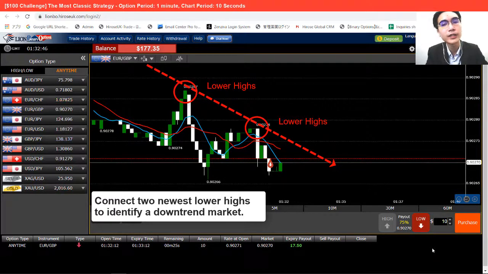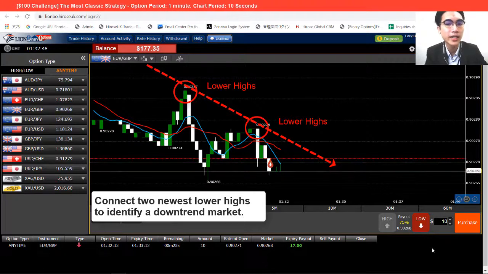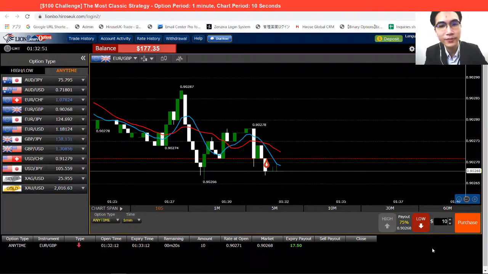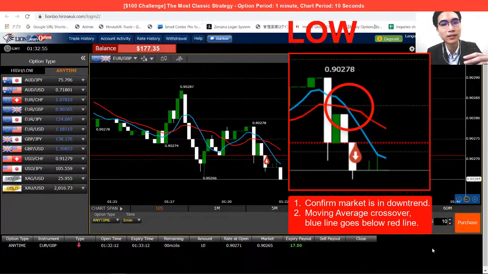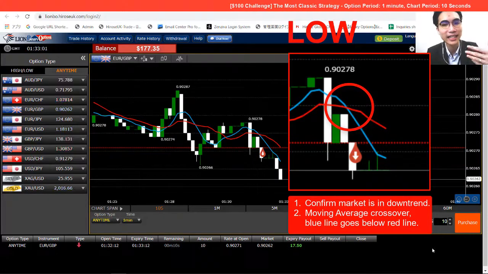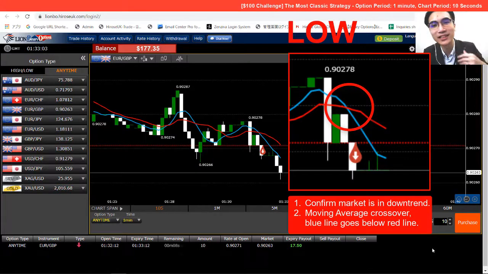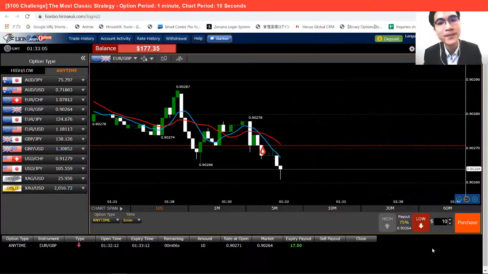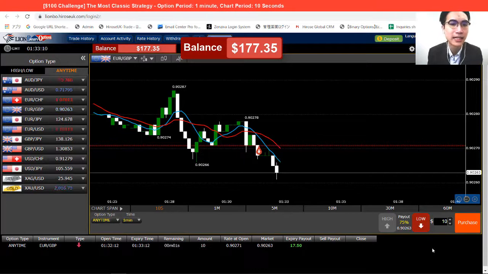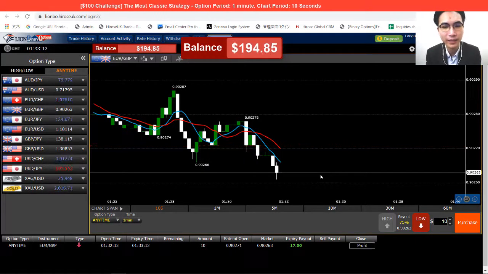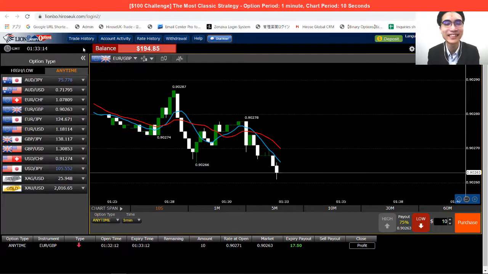After I identify that the market is in a downtrend, I will use the simple moving average, and I will wait for the 2 lines to cross over. If the blue line is below the red line, then I can open a low option, just like what I did here. It's about to finish, and it's going to end in profit, I'm sure. So okay, it ended in profit.